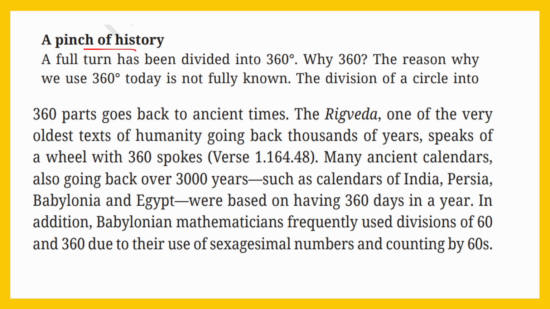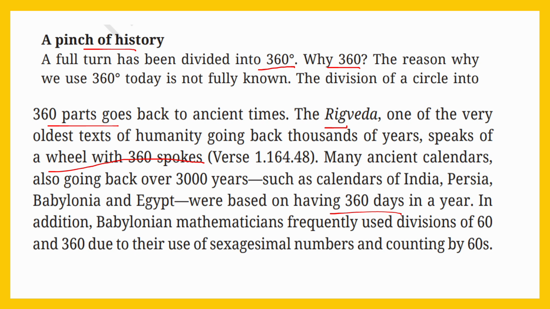A pinch of history. A full turn has been divided into 360 degrees. Why 360 degrees? The reason why we use 360 degrees today is not fully known. The division of a circle into 360 parts goes back to ancient times. The Rig Veda, one of the very oldest texts of humanity going back thousands of years, speaks of a wheel with 360 spokes. Many ancient calendars going back over 3000 years, such as calendars of India, Persia, Babylonia and Egypt, were based on having 360 days in a year.